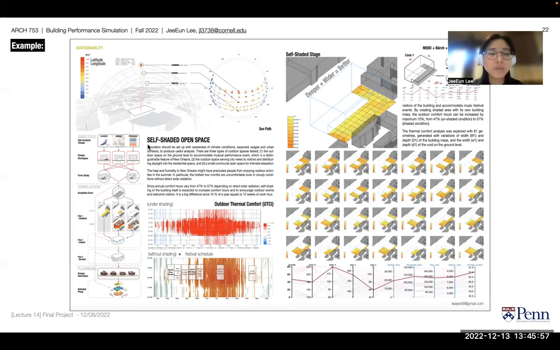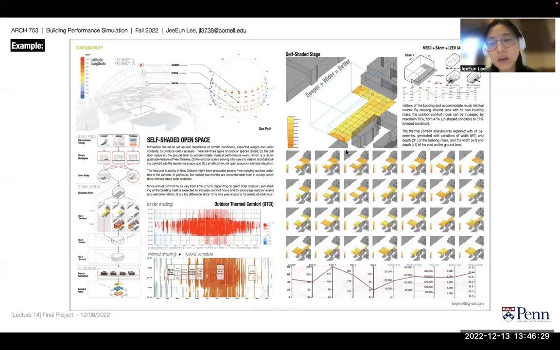Since the self-shaded open space was a very important component of our project, we did a TCI analysis and compared it with the festival schedule. Then we realized, oh, we want to make the summer more comfortable so that we can have more festivals throughout the year. And I think I showed this one in the lecture when Mingo came.